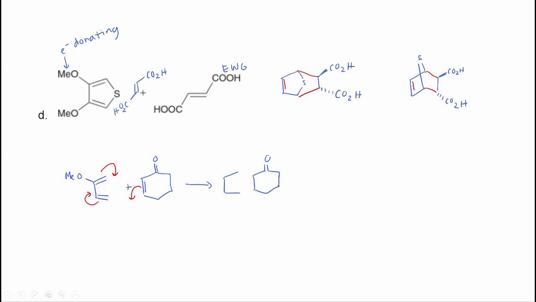Just that everything else comes along with the product. So we have those two new sigma bonds and that double bond there. So that would be our product if you had a cyclic dienophile. So there's no bridged carbon in this product if your dienophile is cyclic. We only see a bridged product if your diene itself is cyclic. All right, questions there?